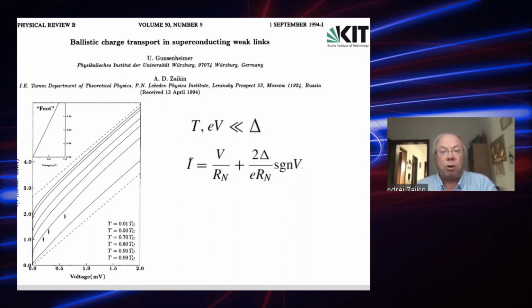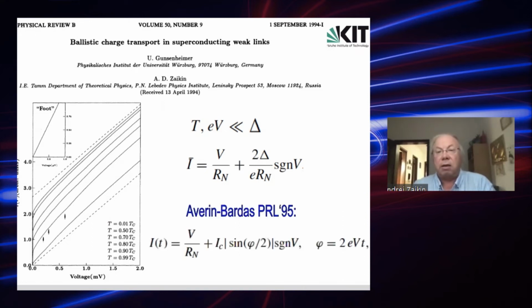So what can we learn from this? We can learn that you cannot just use a kind of adiabatic approximation, which some people use, arguing that you can use this equilibrium formula for the current. In fact, you cannot. And this is the current voltage characteristic, the average value of the current.